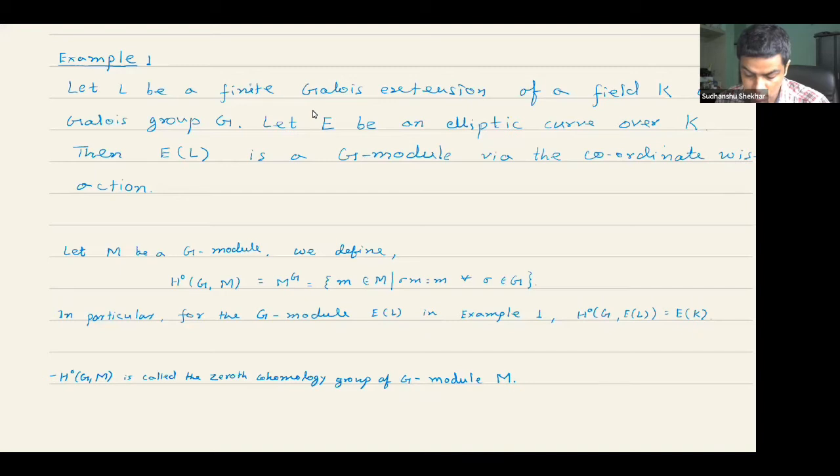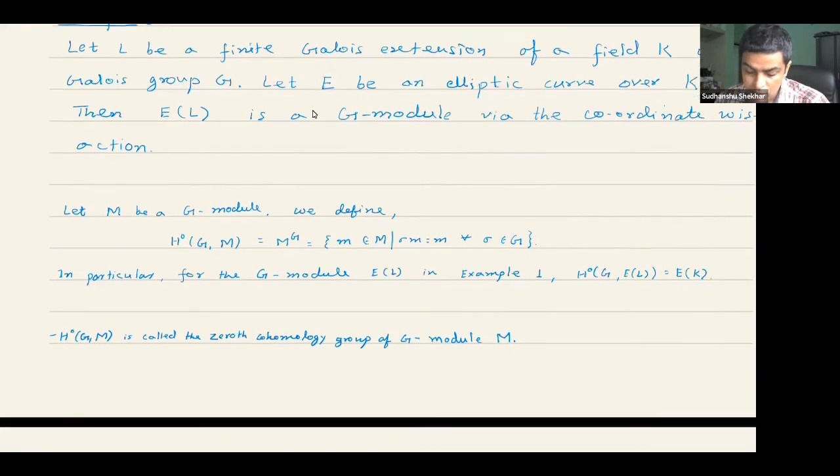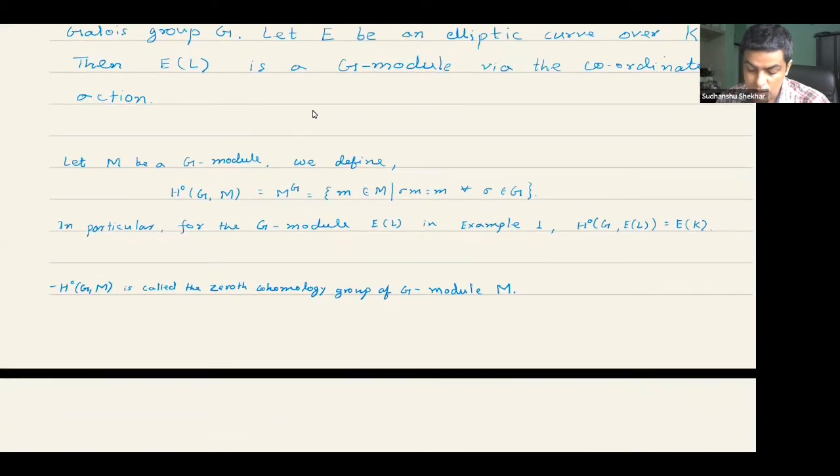Next we recall the 0th cohomology group of M. Let M be a G-module. Then we take all those elements in M which are fixed by all the elements of G. This group is denoted by H^0(G, M), and this is called the 0th cohomology group of M. Here again with the above example, if we take the points of E over L and take the fixed points by G, we actually get E(K).